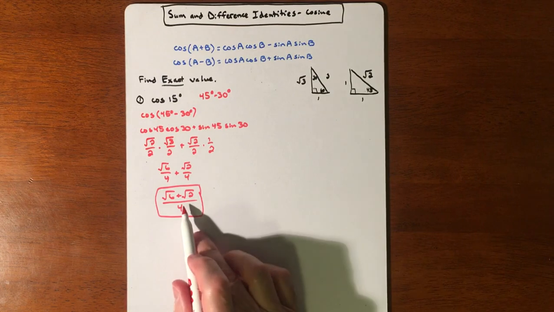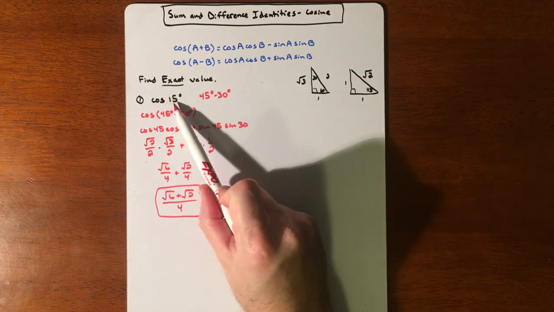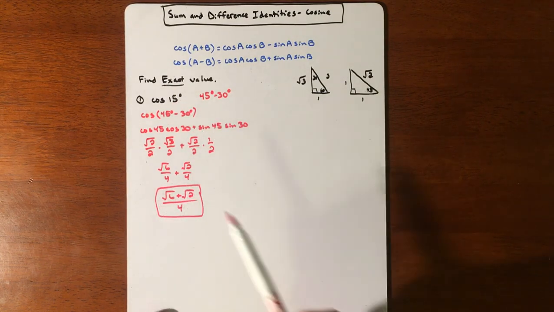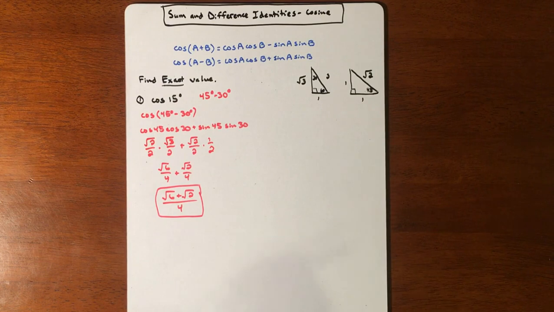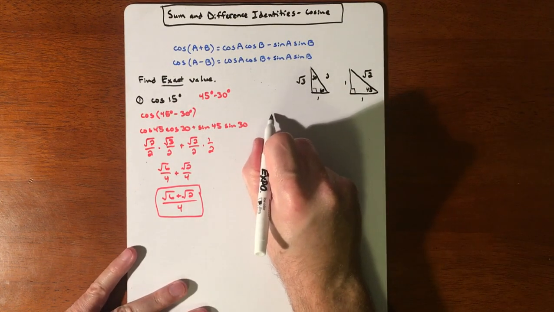So that feels like an ugly answer, and it is, but if you were to plug cosine of 15 degrees into a calculator, it's going to give you some decimal, and if you plug this answer into the calculator, it should give you the exact same decimal. So that's how you can double check to make sure you're heading in a good direction. Let's try one more.